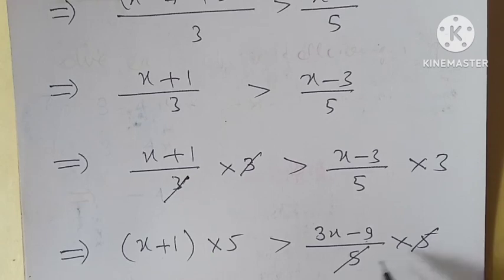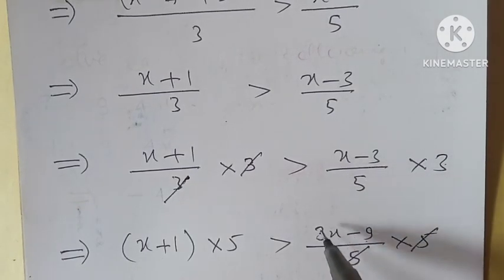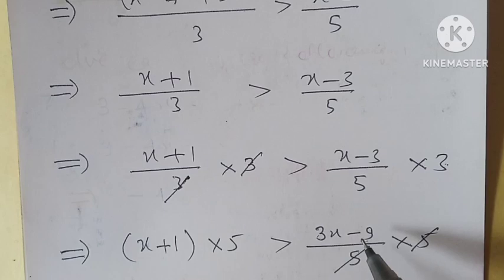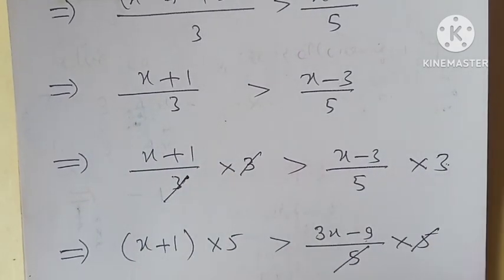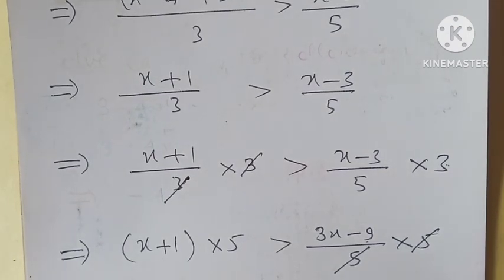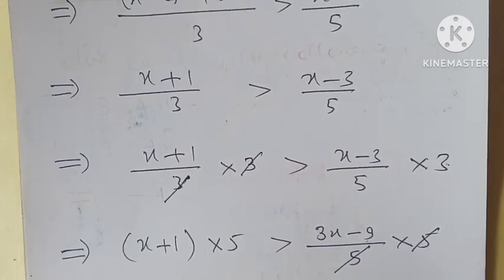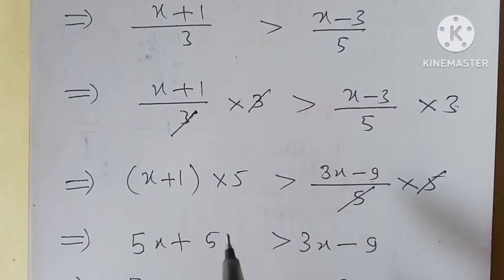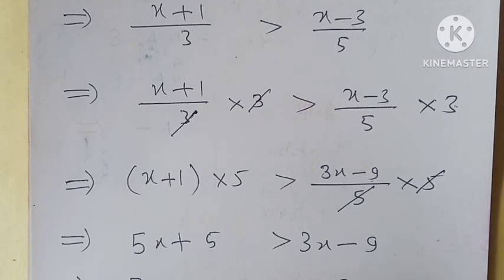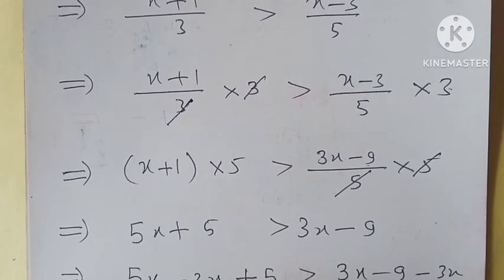Then these two 5 are cancelled on RHS and 3 multiply x is 3x. 3 multiply minus 3 is minus 9. On LHS, x plus 1 multiply 5. This is the way to remove a constant, to get a variable on LHS and constant on RHS. So on multiplying x plus 1 with 5, 5x plus 5 is more than 3x minus 9.